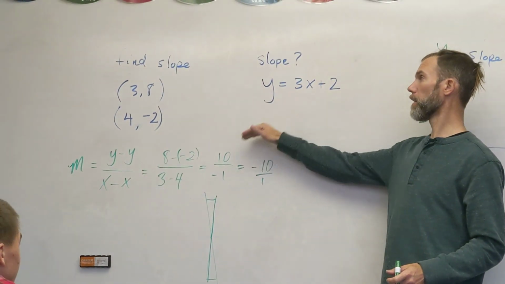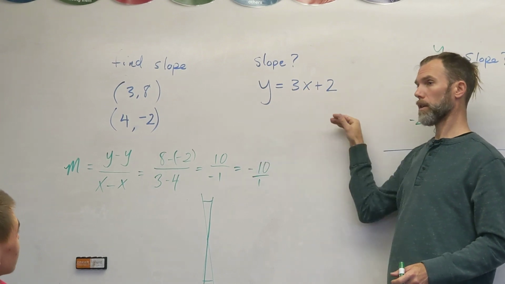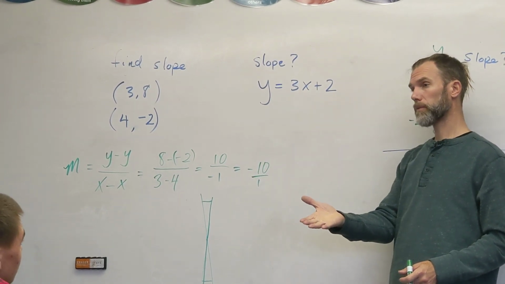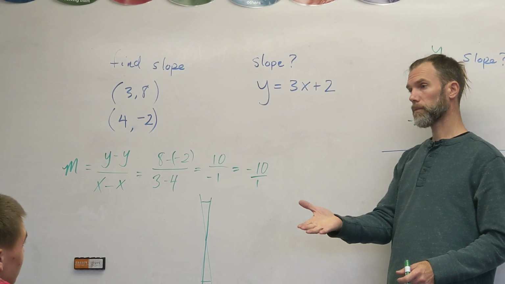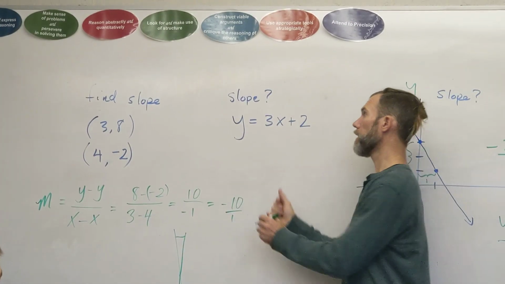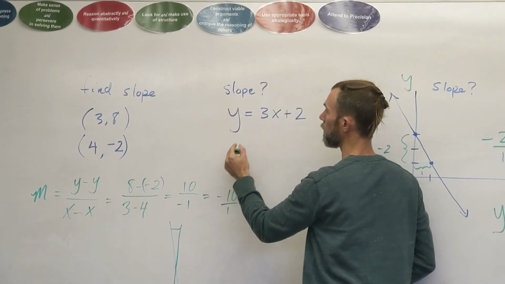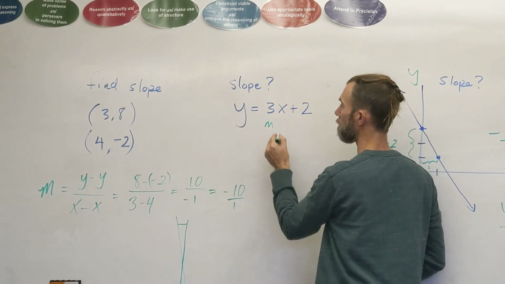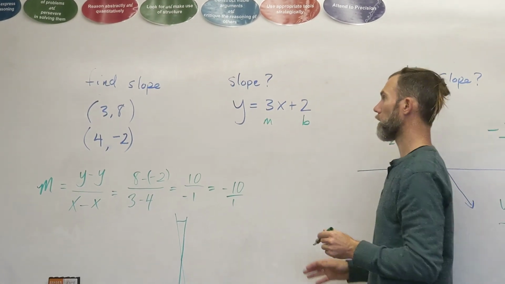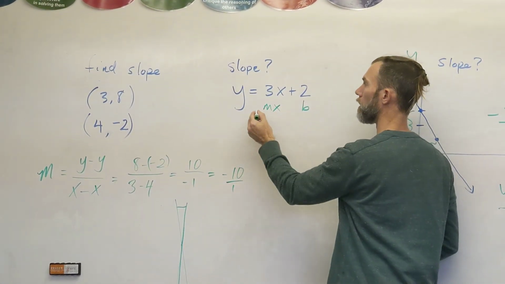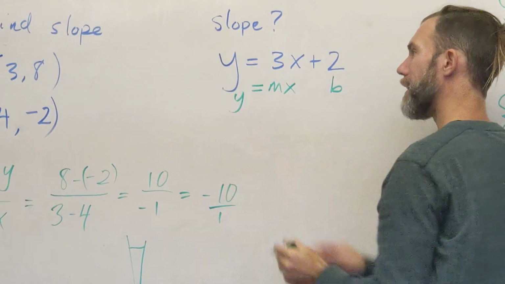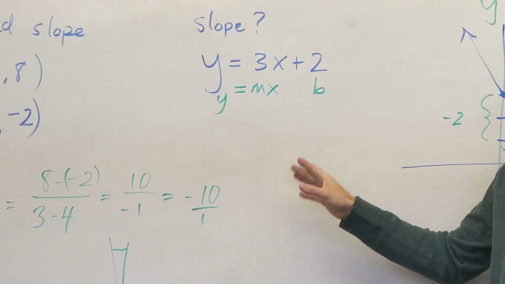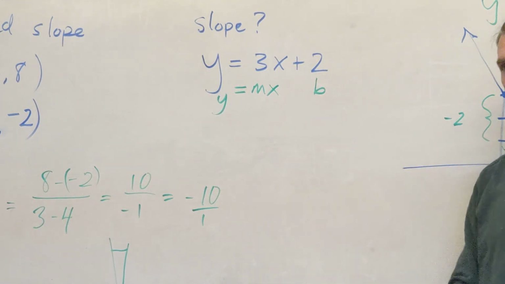What's the slope here? 3. How do you know? y equals mx plus b. Yeah, 3. If it's in this form, y equals mx plus b. Okay? So I have y by itself, and then a number in front of x. m, the number in front of x, is always the slope.